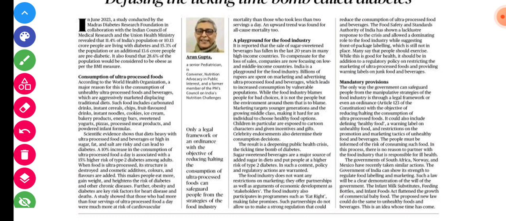Food industry blames people for bad choices. It is not the people but the environment around them that is to blame. Marketing targets younger generations and the growing middle class. The marketing system of the companies promotes unhealthy food options, which are blindly followed by the population. Children in particular are exposed to cartoon characters and given incentives and gifts. Celebrity endorsements also determine their consumption decisions. The result is a deepening public health crisis, the ticking time bomb of diabetes happening in the Indian population more than even the developed countries, which is severe and critical.